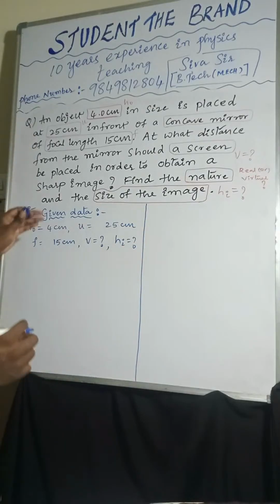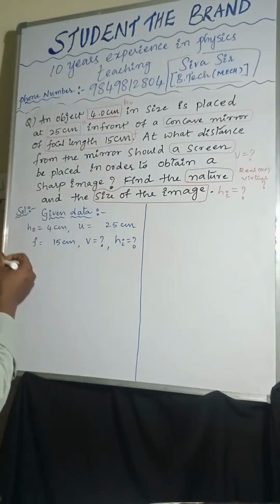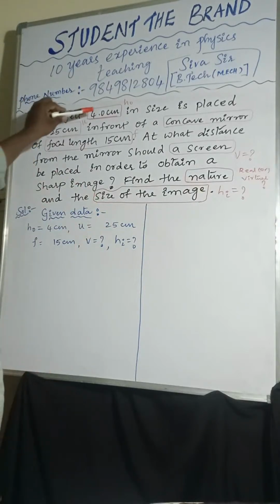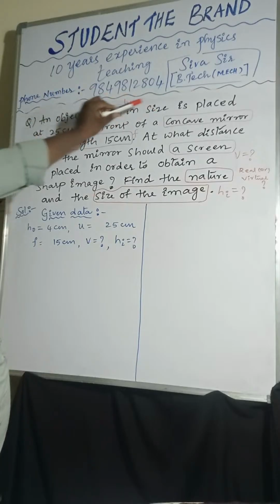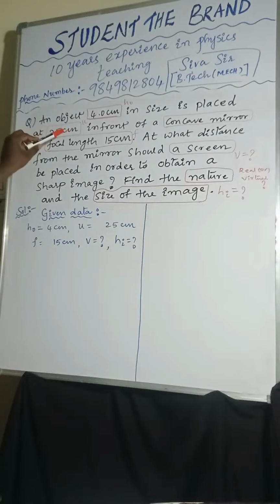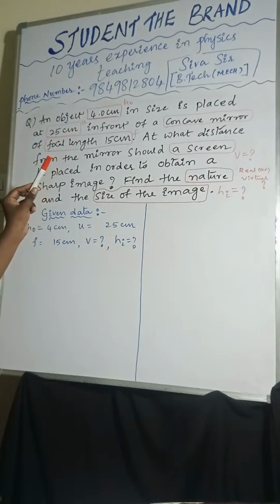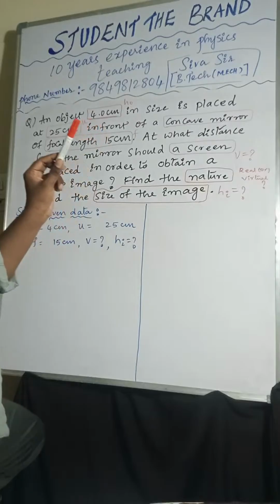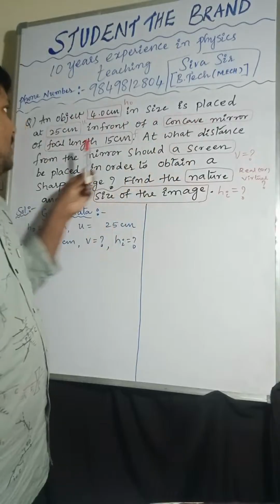Now you can understand, identifying. First you have to identify the data, what exactly they have given. So once again, an object 4 centimeter in size, meaning height of the object, is placed at 25 centimeter, which means object distance. Object distance is 25 centimeter in front of a concave mirror.